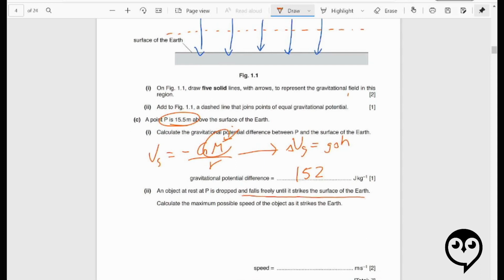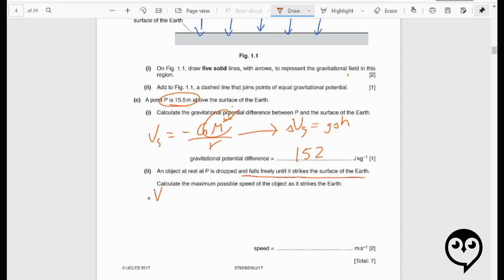An object at rest is dropped, and it falls freely until it hits the Earth. Calculate the maximum possible speed. We know that the potential times the mass is equal to the energy. That's going to be equal to the kinetic energy, and the m's are going to cancel, and v is just basically the square root of 2 times this potential.